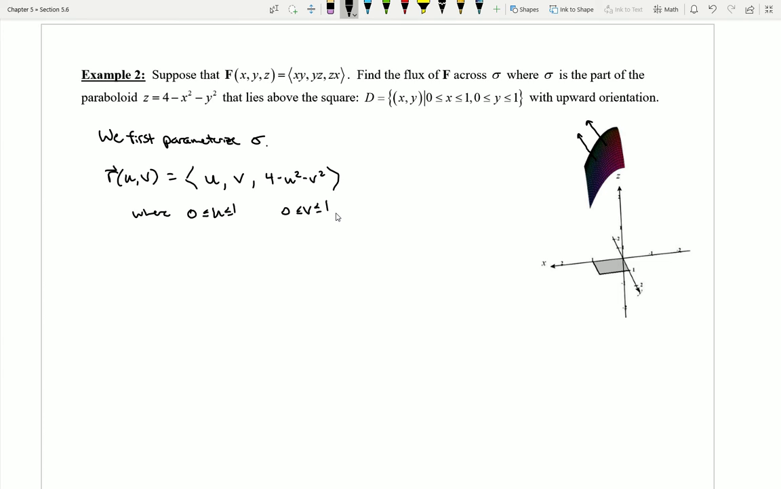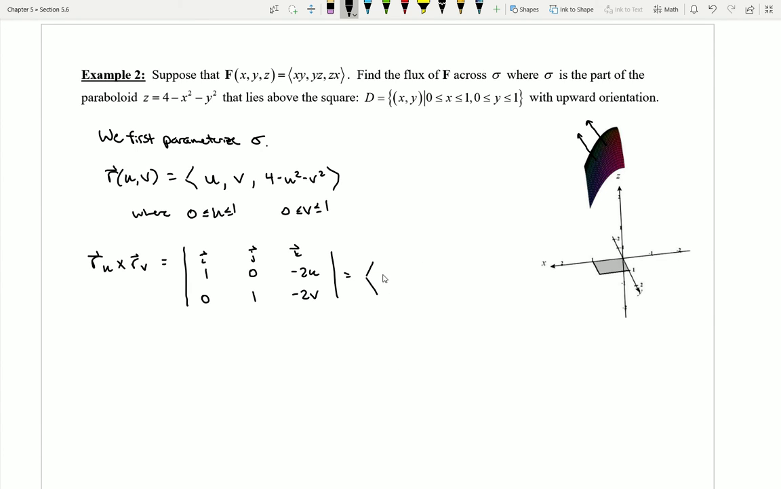All right, so if I want to compute my flux, remember that I'm going to need to compute, oops, sorry, not the magnitude, I just need to compute r partial with respect to u, crossed with r partial with respect to v. So let's see. With respect to u, I would get 1, 0, negative 2u. And with respect to v, I'd have 0, 1, negative 2v. Input here my i, j, and k. And then when I calculate this out, let's see what we come up with.